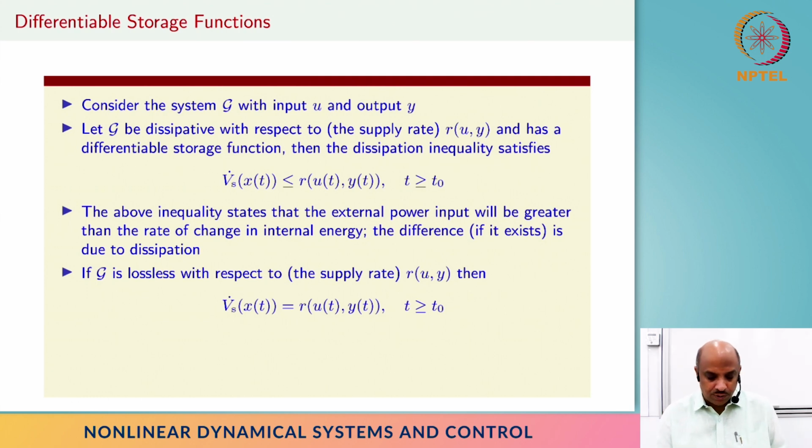And from thermodynamics we know that most of it is getting lost through heat and things like that, but here in the mathematical definition we are not interested, so we simply call that dissipation. And if that dissipation is not there, in other words V dot is exactly equal to R, then we call such a system lossless because there is no dissipation, right?